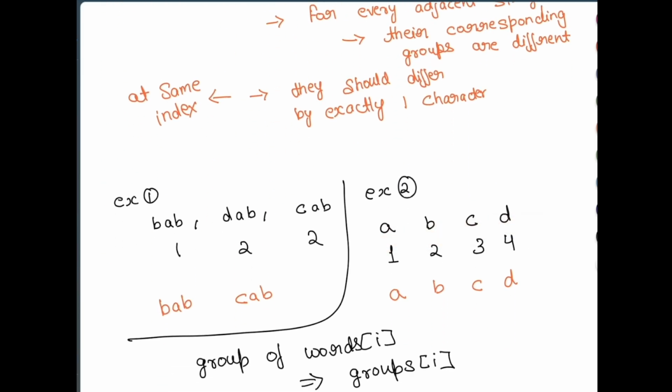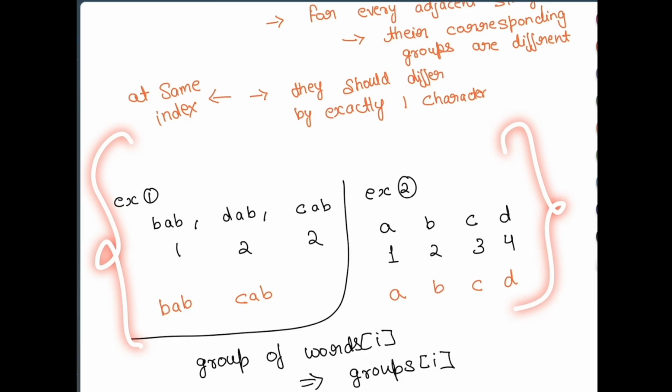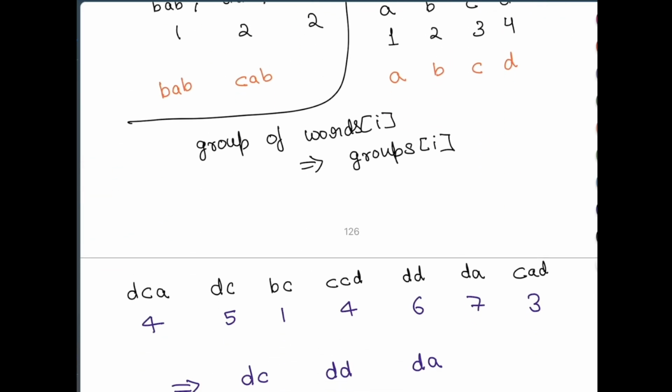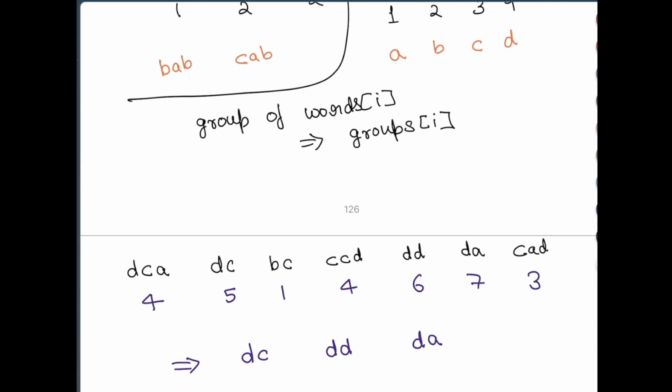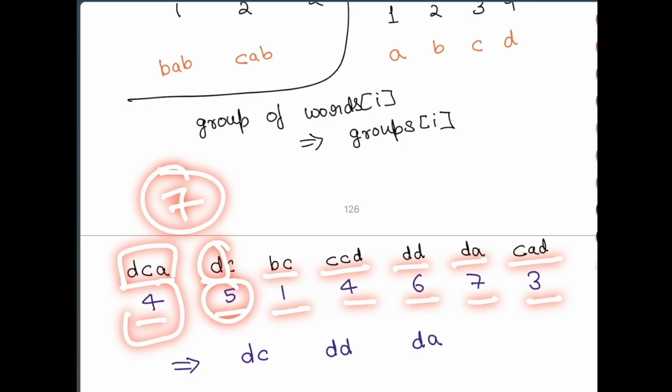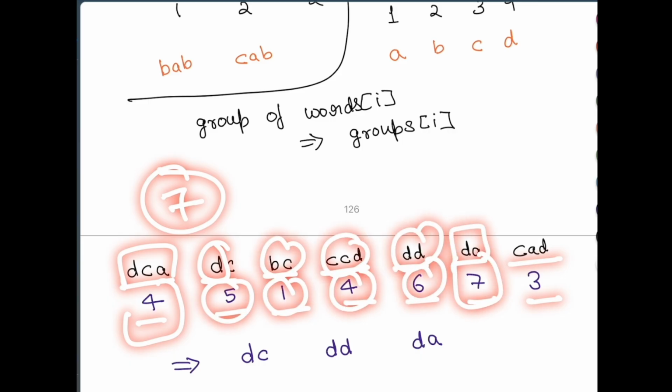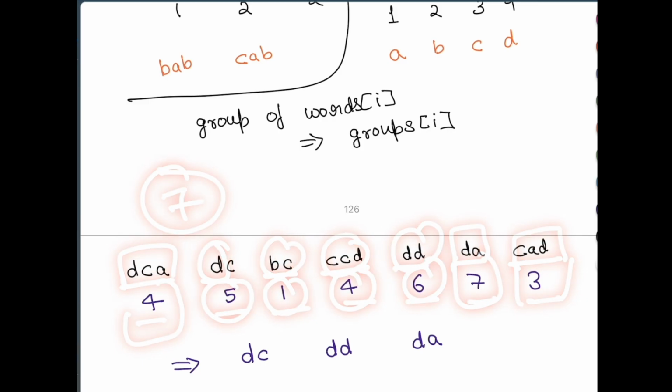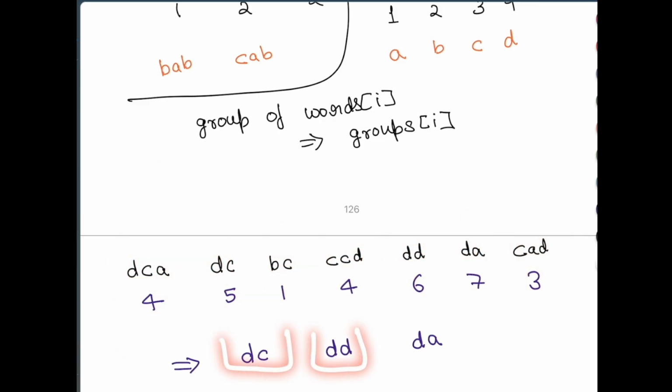Now the thing is, guys, these two examples are given in the problem, but let me actually show you an example which is really good, which will make you understand all the things. Let us say the words array is DCA, DC, BC, CCD, DD, DA, CAD, and the groups array is 4, 5, 1, 4, 6, 7, 3. So you have total 7 strings or 7 group numbers. For DCA it is 4, for DC it is 5, for BC it is 1, for CCD it is 4, for DD it is 6, for DA it is 7, for CAD it is 3. Now in this case the output is DC, DD and DA.